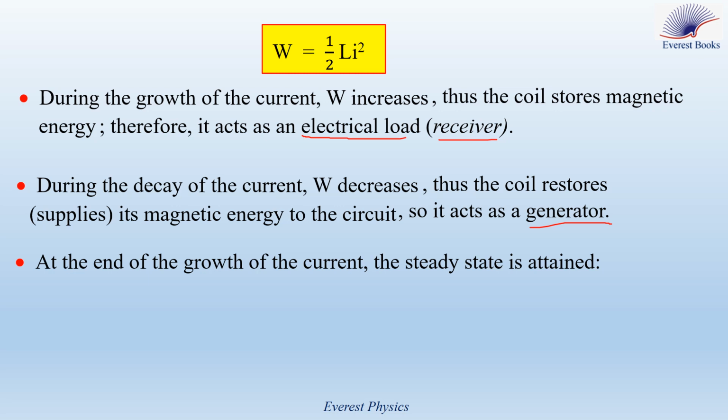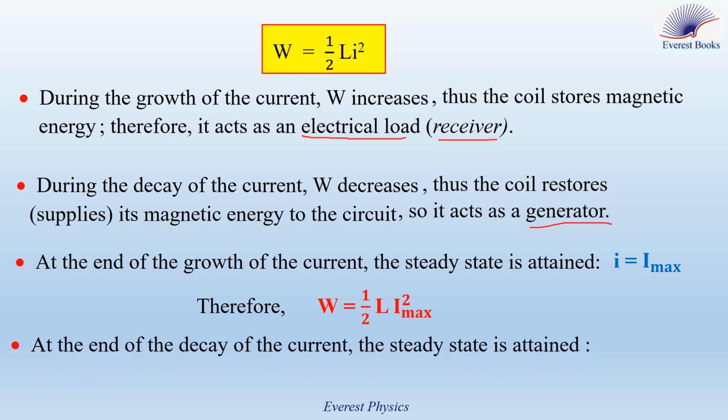At the end of the growth of the current, or when the steady state is attained, the current becomes maximum. So the magnetic energy stored in the coil is called the maximum magnetic energy stored, which is equal to 1/2 L i maximum squared. Finally, at the end of the decay of the current, or when the steady state is attained, the current becomes 0. So in this case, the magnetic energy stored in the coil is 0.